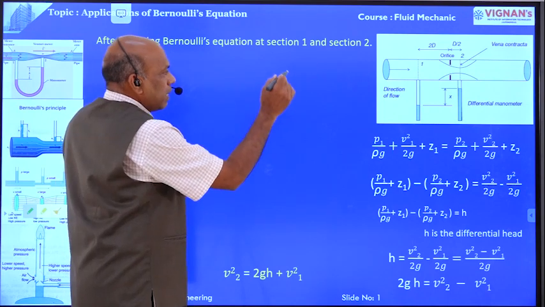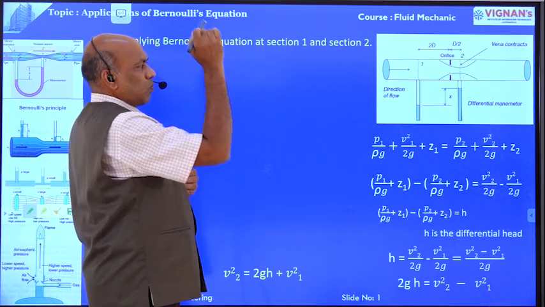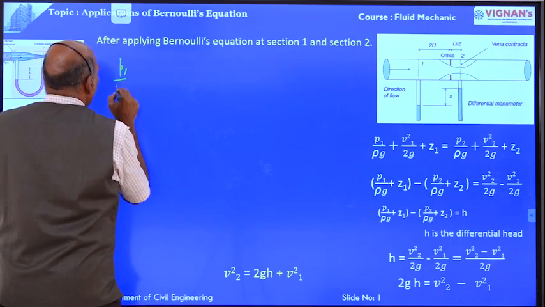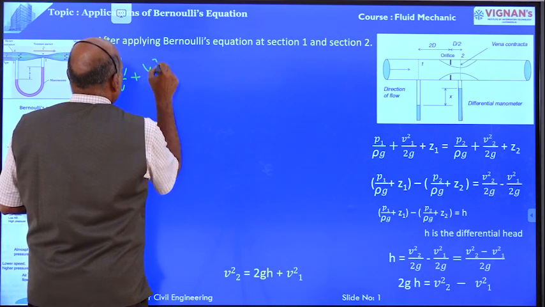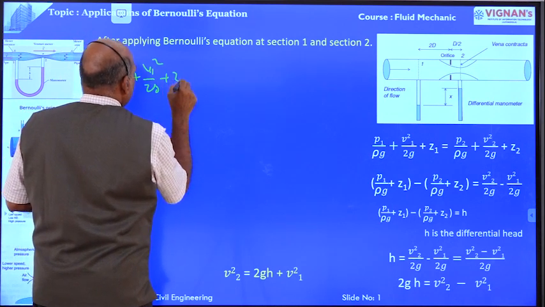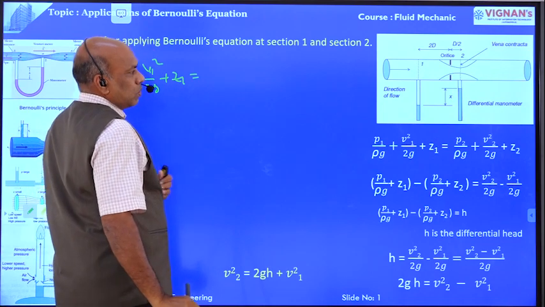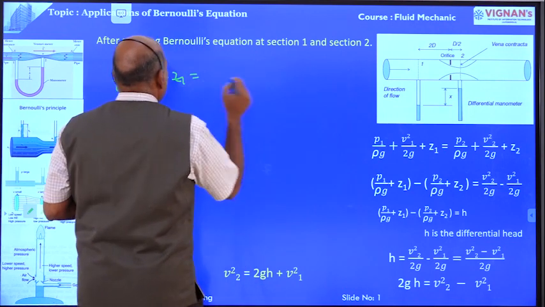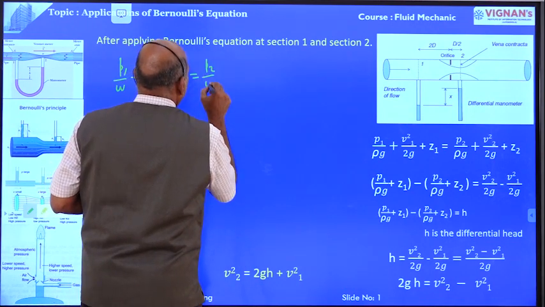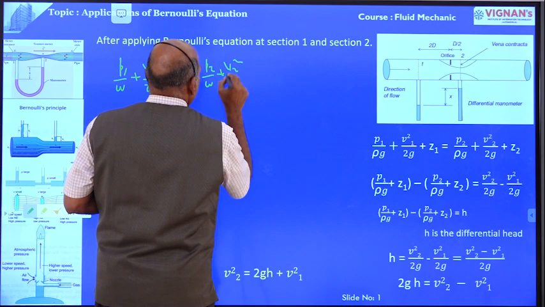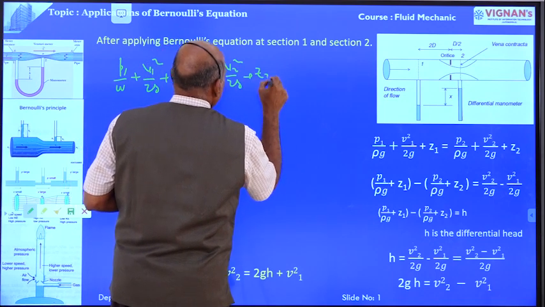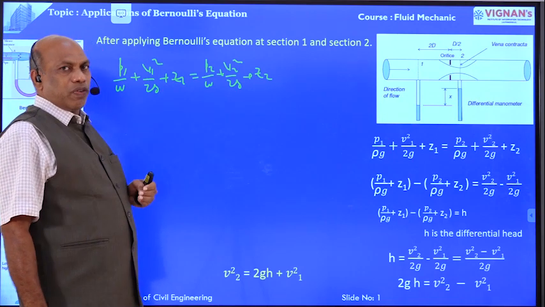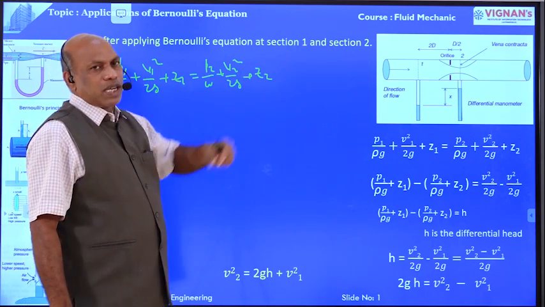Pressure head, velocity head, datum head at section 1. What is the pressure head at section 1? That is equal to P1 by W plus V1 square by 2G plus Z1 is equal to, at section 2, pressure head plus velocity head plus datum head. Pressure head at section 2 equal to P2 by W plus V2 square by 2G plus Z2. Okay, this is the Bernoulli's equation at section 1 and section 2.